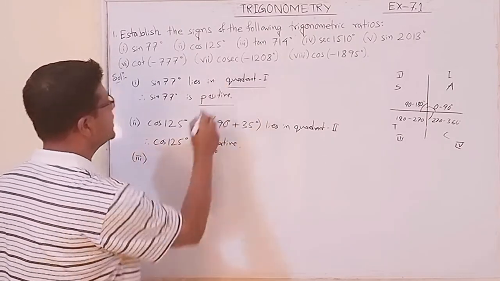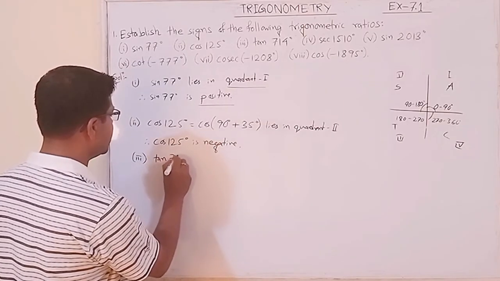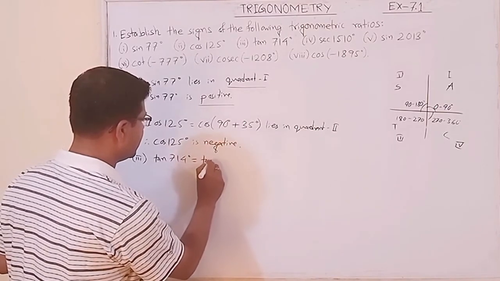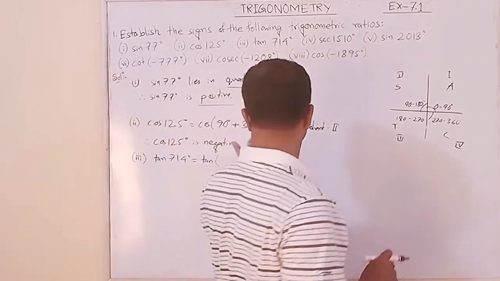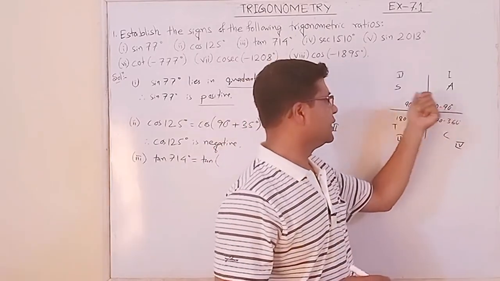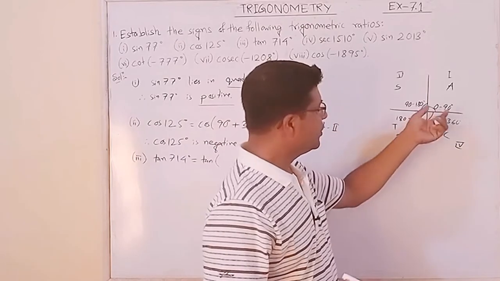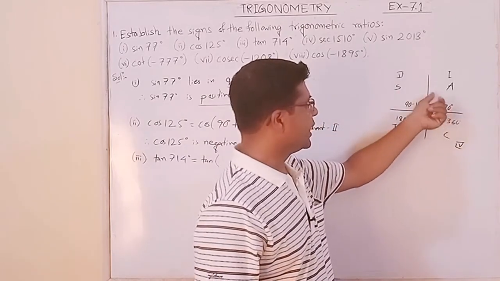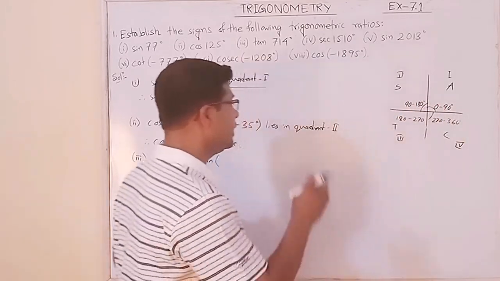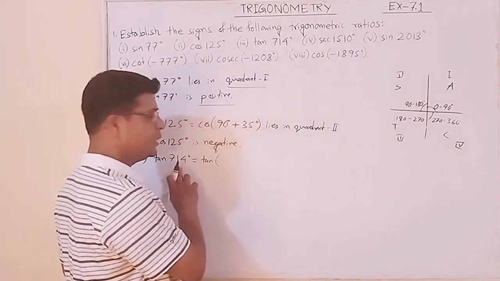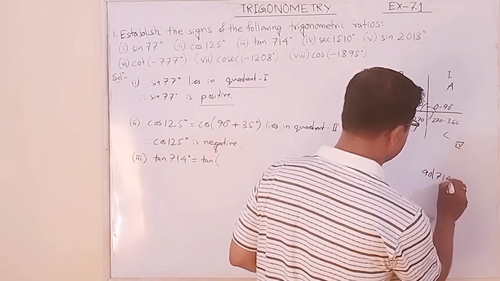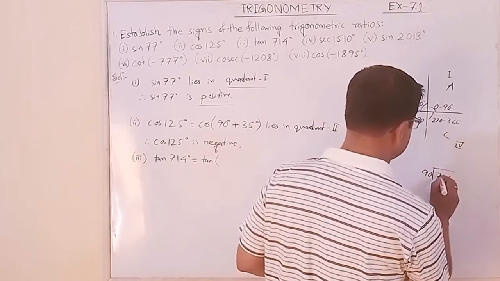Number 3 is tan 714 degree. So let us express. Now where does it lie? This 714, where does it lie? Here, we don't know. We know only this much, that each quadrant the angle is 90 degree. So where will it lie, what will we do? We shall divide this angle by 90 degree. So let us divide 714.